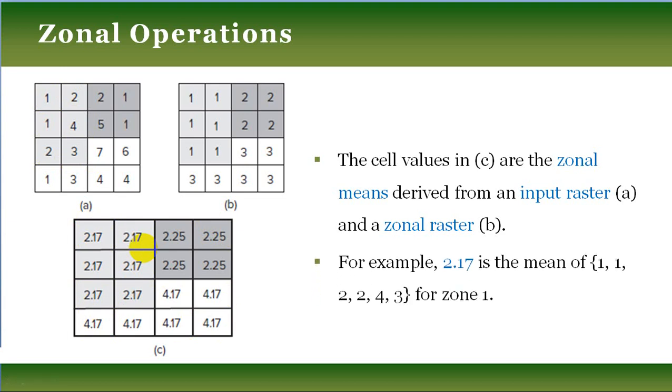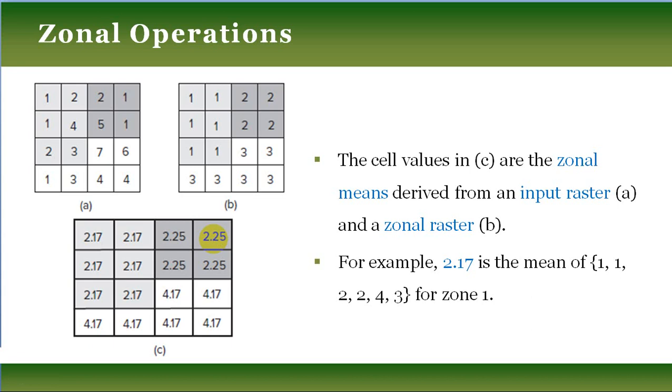112243 for zone 1. Zonal mean we can calculate in this way. The same way for zone 2, 2 plus 5 plus 1 plus 1 divided by 4, you will get this one. So this is the example of zonal operations, either based on single raster or based on two rasters. One is the input raster, another one is the zone raster. If we choose, then we can perform zonal operation.